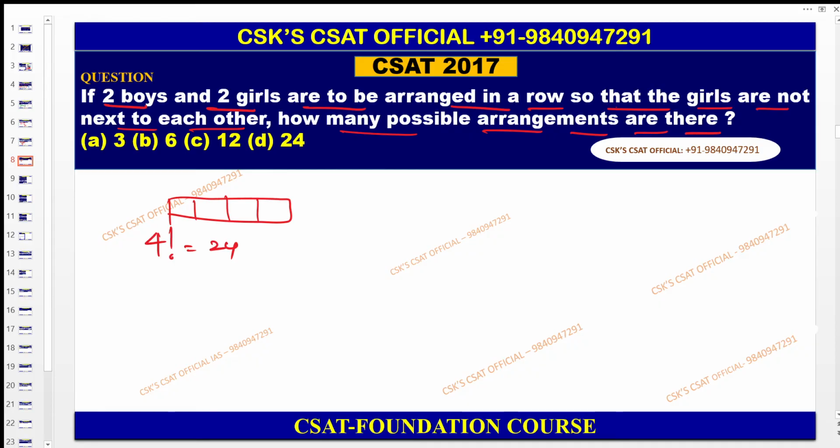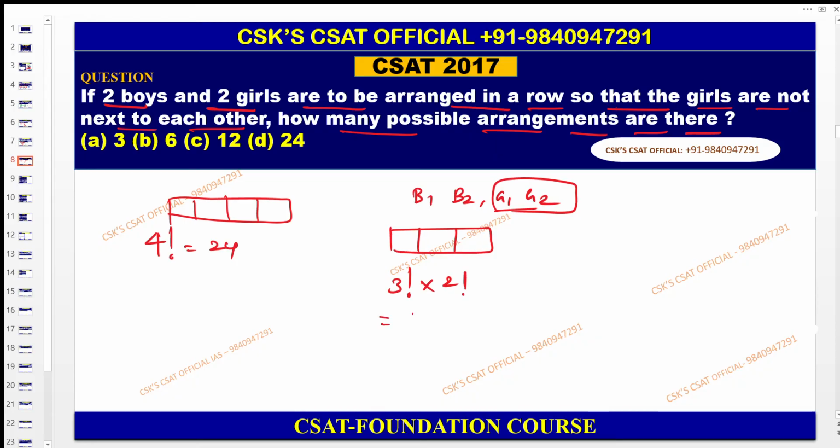Now suppose they are together. So together means what you people have to do here? Treat them as a single unit. So here single unit means 3 factorial. To arrange the girls, which means G1 and G2, that is 2 factorial. Why? G1 G2 or else G2 G1. Therefore 2 factorial. So this is nothing but 6 into 2, 12. The question is about not together, so from the total you have to subtract. So the answer here is 12.